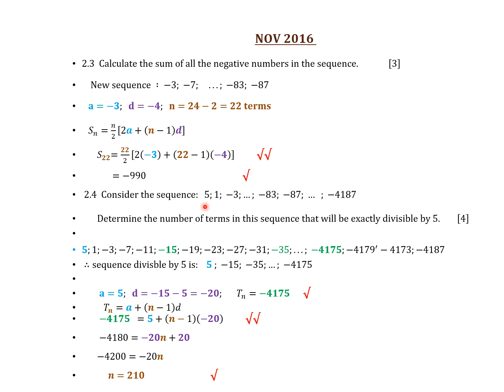So we have 210 terms from 5 to minus 4187 that are divisible by 5. Right, let's look at the next exam question.